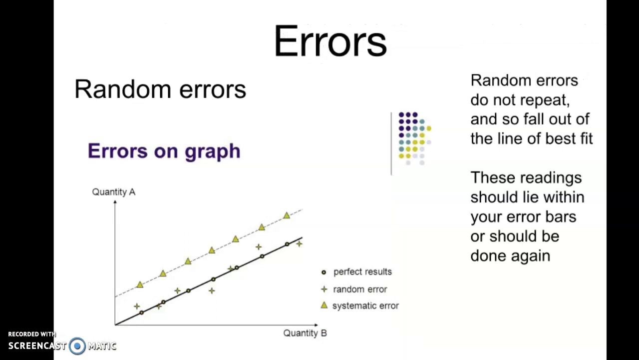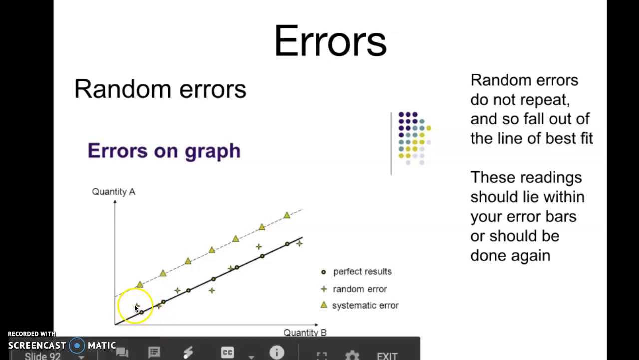Random errors, however, do not repeat. They're all over the place. And so what you'll see if you have random errors is that you have a lot of disparity from your line of best fit. If your line of best fit is nice and straight, but your plotted points fall scattered all over the place, then you have got random errors. And of course, the more scatter there is, the worse your random errors are.